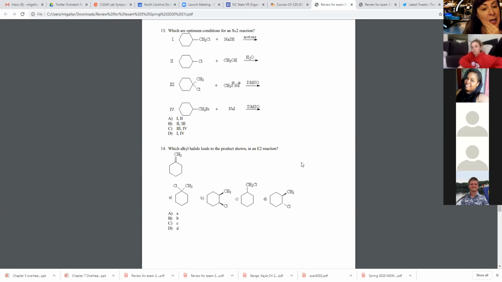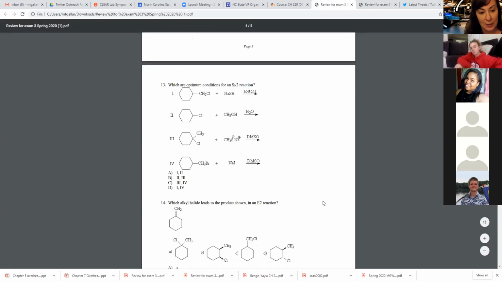Is there another possible alkyl halide that is hiding here that could make that double bond if we had to? A. A could make that double bond, but it wouldn't be our first product. It wouldn't be our major product, right? Correct. It wouldn't be our major product because we have better carbons down here. So we would rather make the double bond here or here. Does that make sense? Yes.